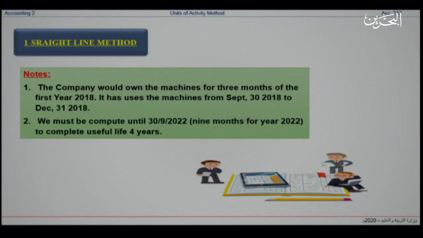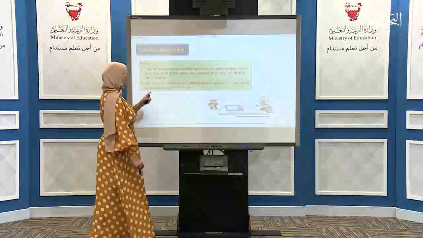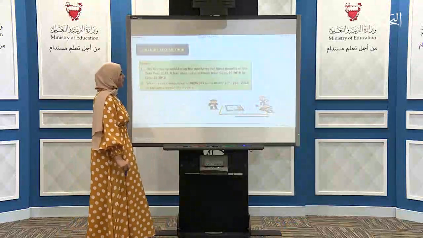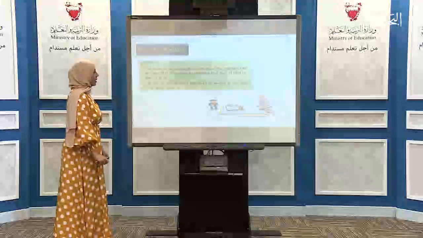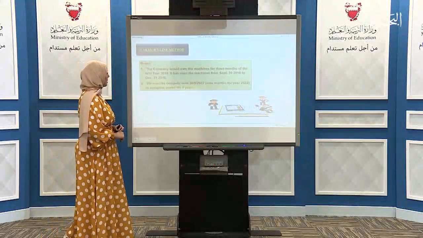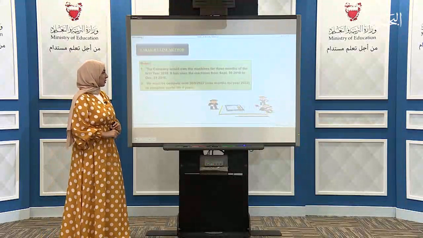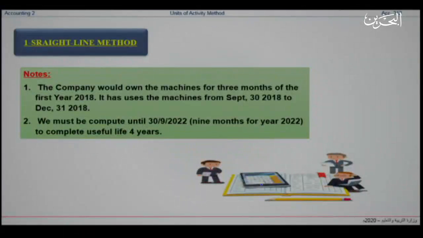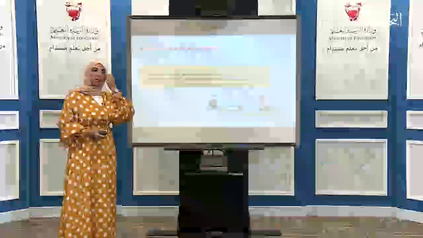Here we have a note. The company would own the machine for 3 months of the first year. It has used the machine from September 30, 2018 to December 31, 2018. Second, we must compute until 30 of September 2022, so it will be 9 months, and we explained it before in the schedule.